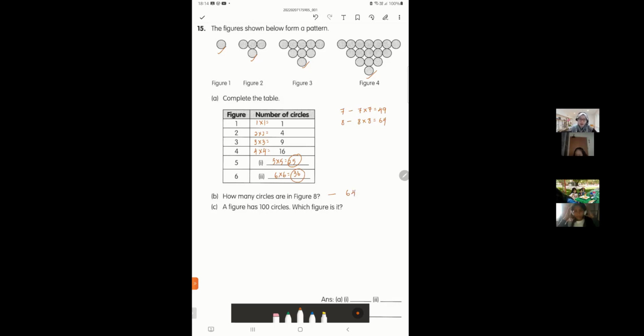Next one. A figure has 100 circles. Which figure is it? So this is the figure number, and this is the circles. Now we continue. 9 times 9 equals 81. 10 times 10 equals 100 circles. This is what I want. Which figure is it? It's figure number 10. That's my answer. Can you see?